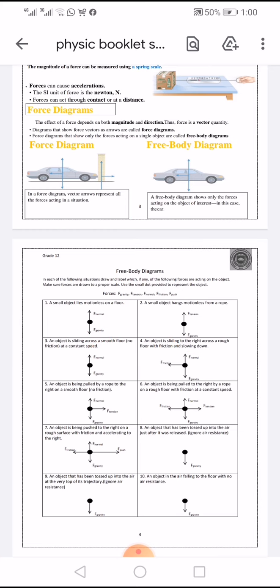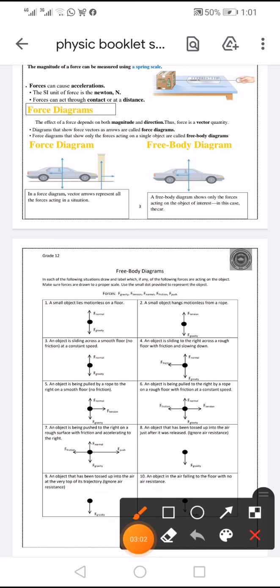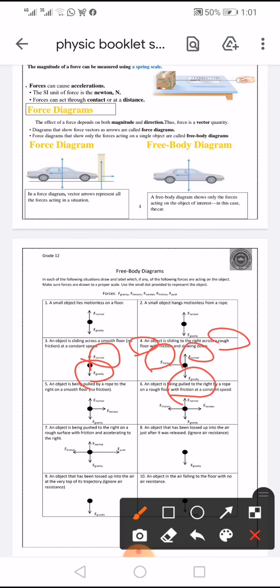An object is sliding across a smooth floor, no friction, at a constant speed. This object is affected by two forces: normal force, the force of the object, and force of gravity. An object is sliding to the right across a rough floor, which means with friction, and slowing down. So this object is affected by force of friction, normal force, and force of gravity.